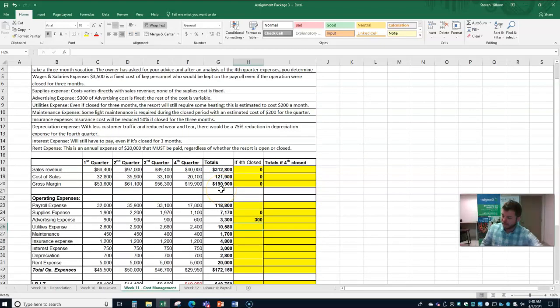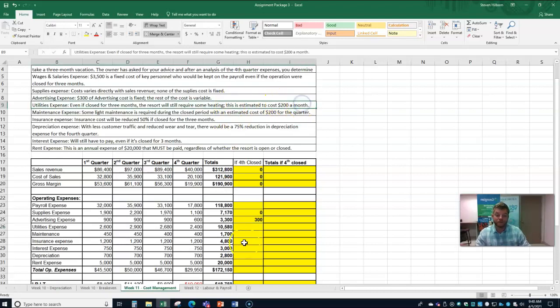Now just be careful here. There's a couple times I'll ask you for cost for a quarter and cost for a month. There are 4 quarters, which are business periods in a year. Each quarter is representative of 3 months. So if the heating is an estimated cost of $200 a month, your utility expense would be $600. Some light maintenance required during the closed period with an estimated cost of $200 for the quarter. So I'll put 200 in there.